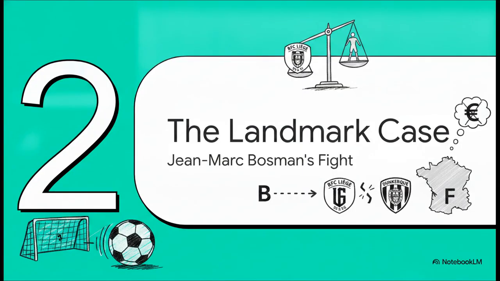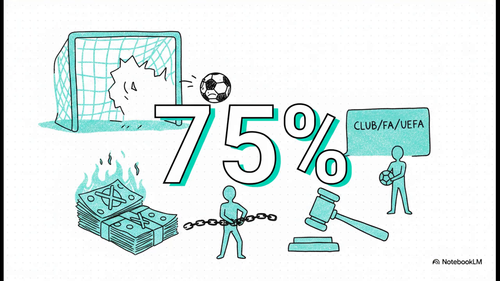Section 2. The landmark legal case, Jean-Marc Bosman's fight. So the catalyst for this entire shift was a Belgian midfielder named Jean-Marc Bosman. In 1990, his contract with his club expired, and he wanted to cross the border to play in France. But playing by those old rules we just talked about, his old club demanded a transfer fee that the new club simply refused to pay.